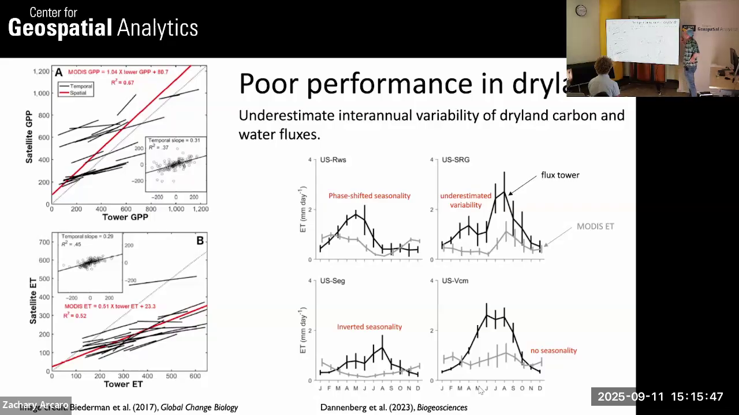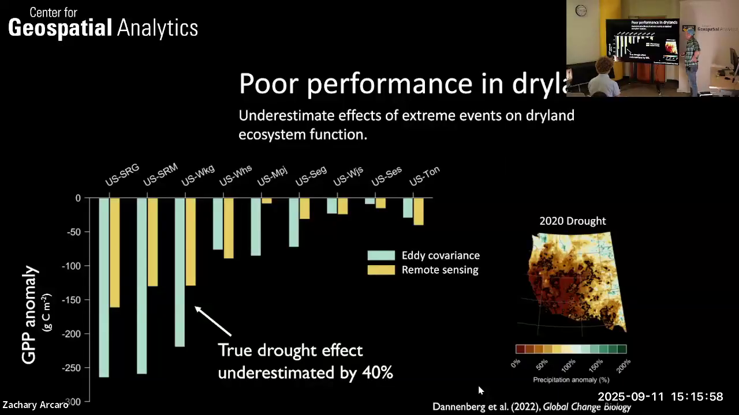So it's a widespread problem that satellite-based models just don't do a particularly good job to date at being able to capture how variable dryland carbon and water fluxes are. And what that means is that we're underestimating the effects of extreme events on drylands as well.